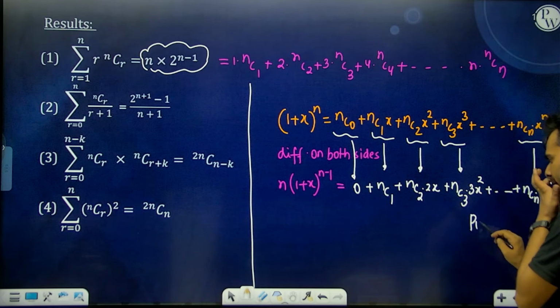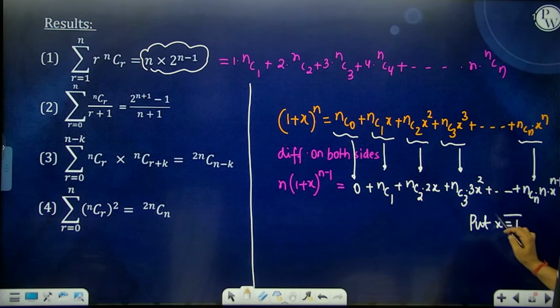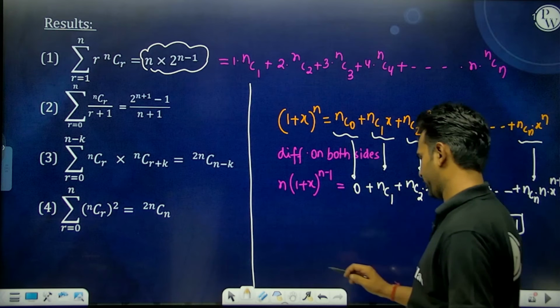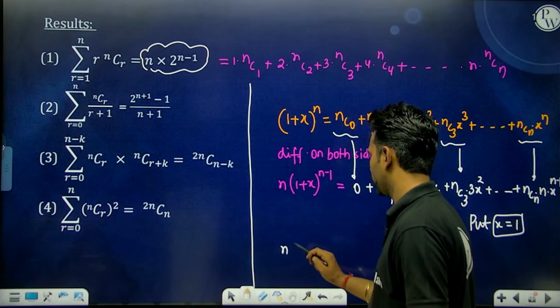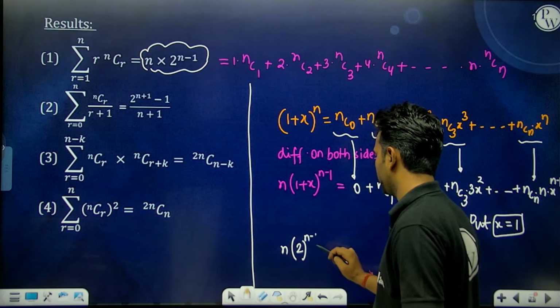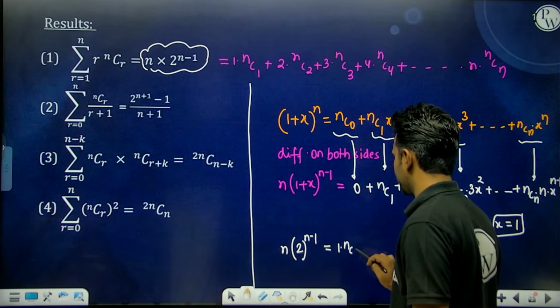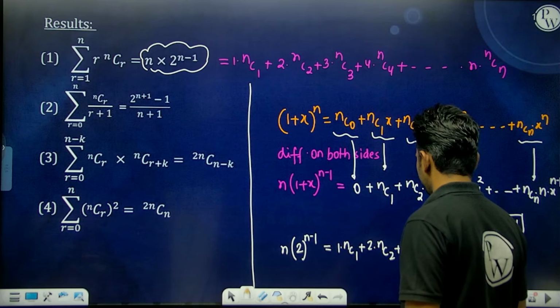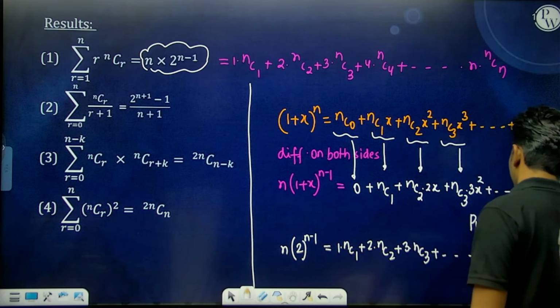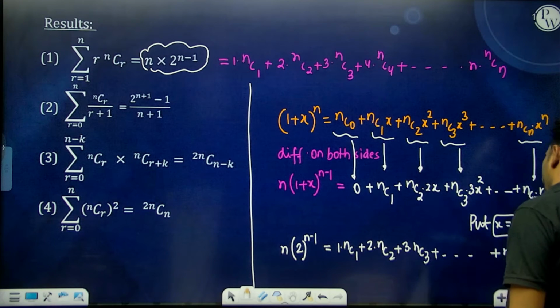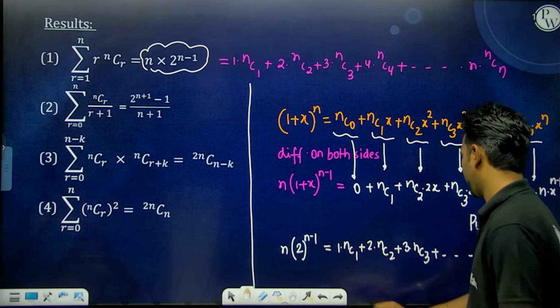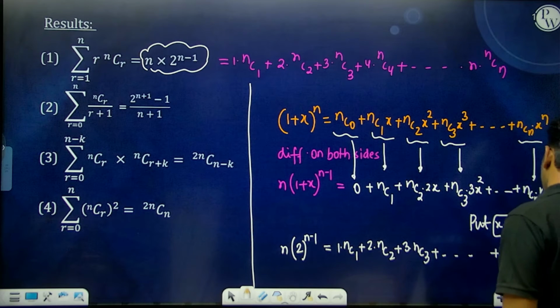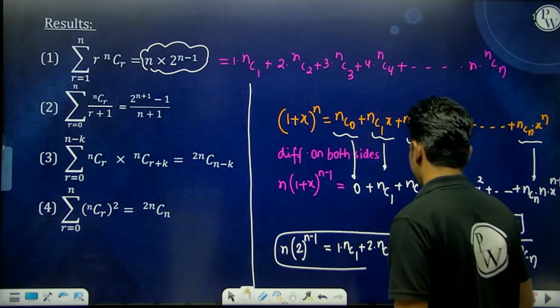If you put x equal to 1 in this, you will get the desired formula. That is n·2^(n-1) will be equal to 1·nC1 + 2·nC2 + 3·nC3 and so on till n·nCn. Right? So this is what the formula is.